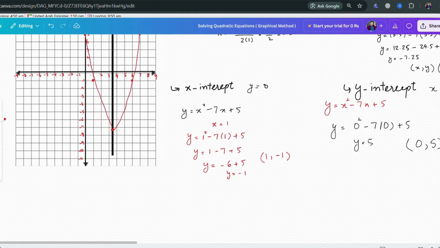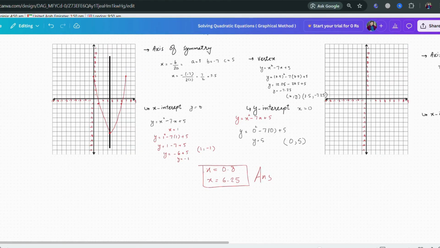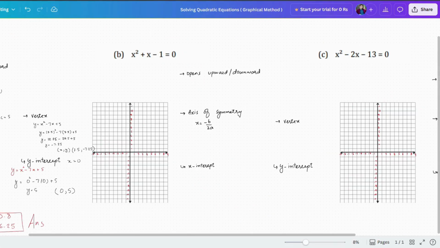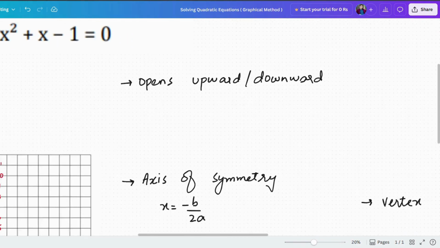So we can put two solutions of it. One, we can say x equals 0.8, and the other one is x equals 6.25. So these are the two points where the graph is passing through the x-axis. So these are the solutions of it. Now let's move towards the second question. For this one, we'll be doing the exact same process.